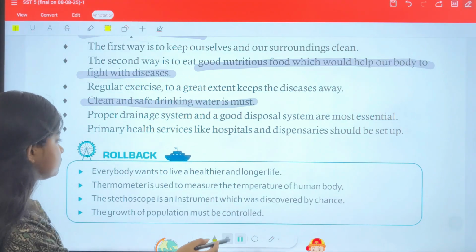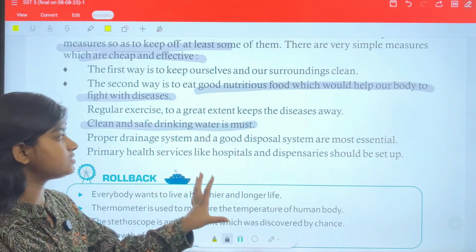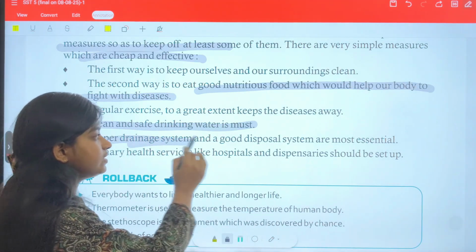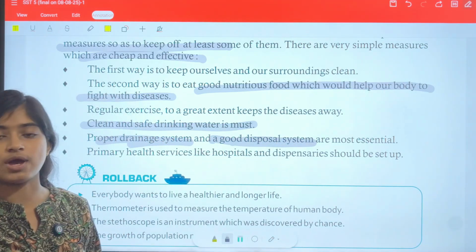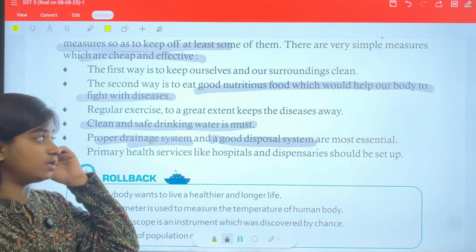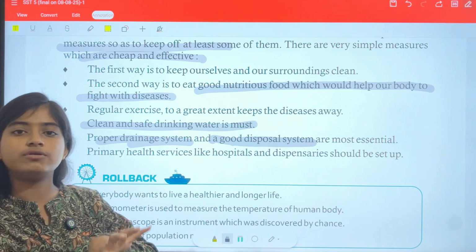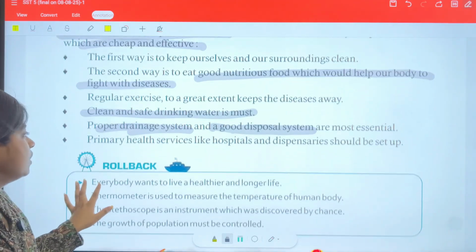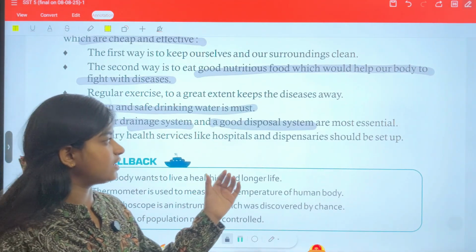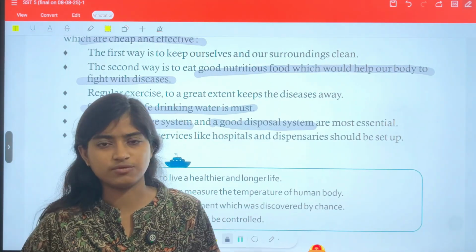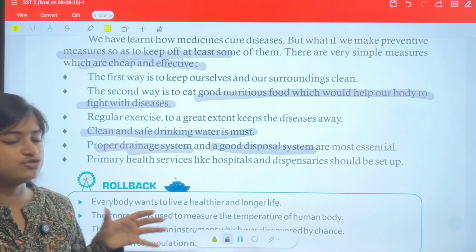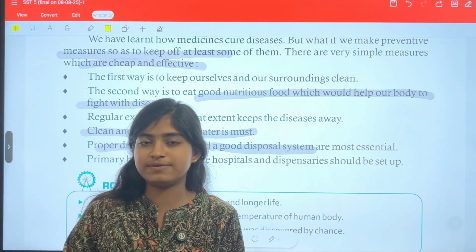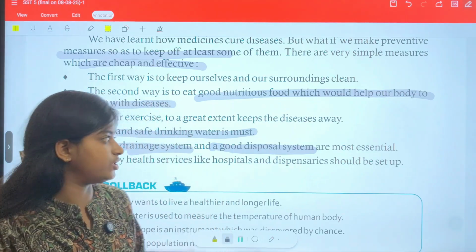Clear? Next, a proper drainage system and a good disposal system are most essential. You have to separate the dust and the garbage. That means make the disposal system good around you. Okay, primary health services like hospitals and dispensaries should be set up. This is how, if any injury happens to you, you are able to catch it at an early stage, before it reaches a high level.